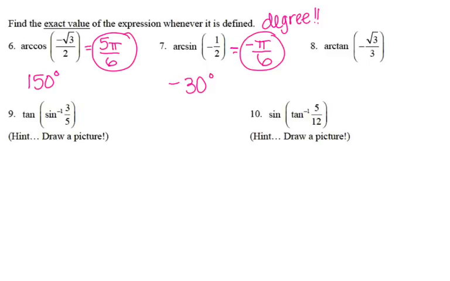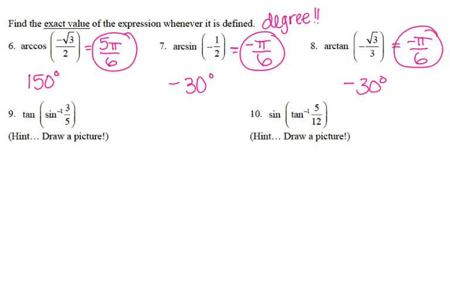Arc tangent, inverse tangent of -√3 over 3 is -30 again, which is -pi over 6. So you're using the calculator in degree mode, but you're giving me the answer in radians. So make sure you do that on the test.